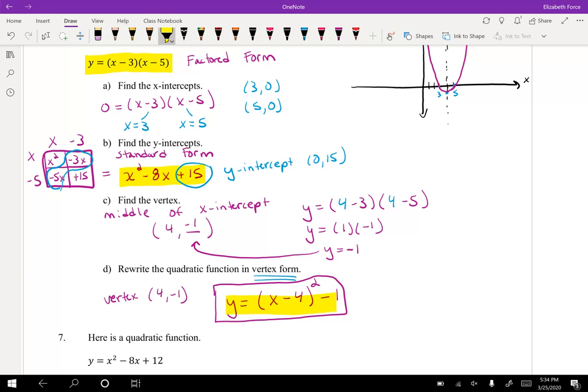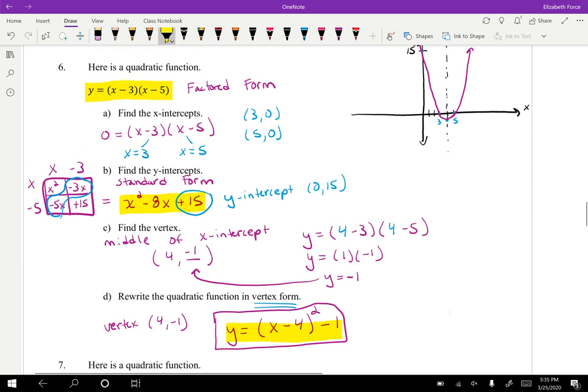And if you want to double check and make sure you did this correctly, probably the easiest way is to put all 3 of the functions into your calculator. So the factored form, standard form, and vertex form. Put them into y equals and make sure you get the same table of values or you get the same parabola when you graph it.